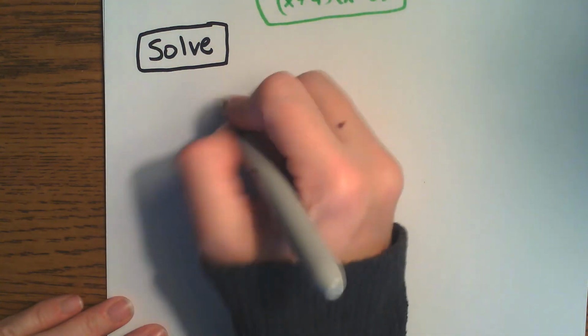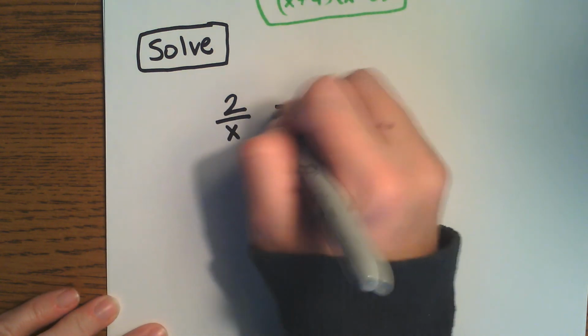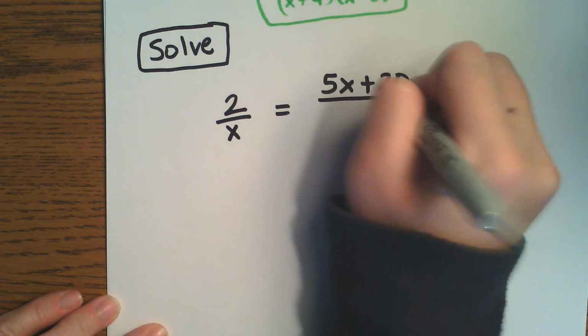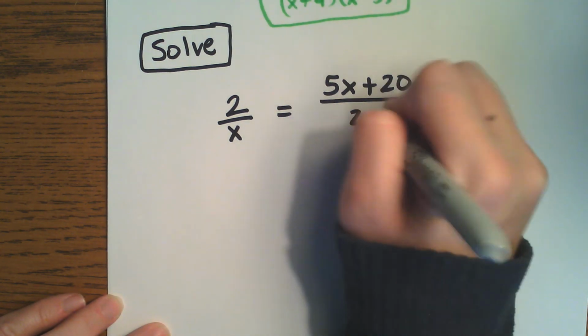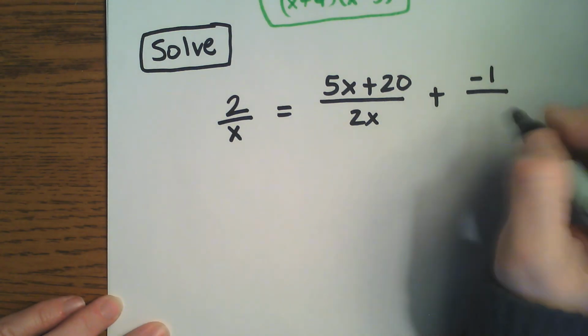Alright, the last style of problem we saw, we started working on Monday, was solving. And it looks like this. 2 over x equals 5x plus 20 over 2x plus negative 1 over 2x.